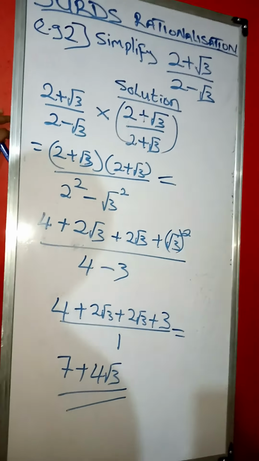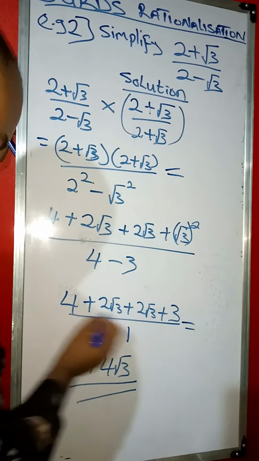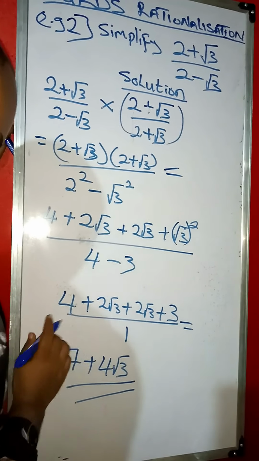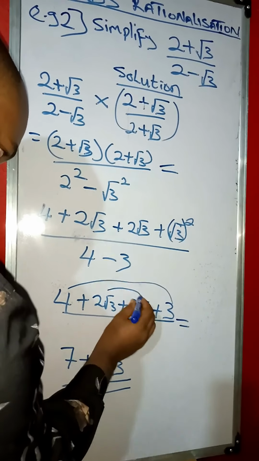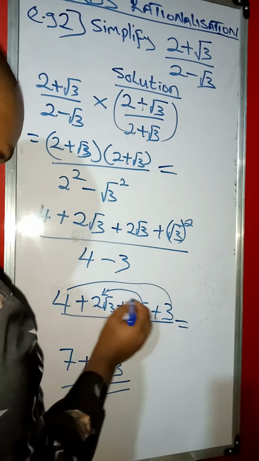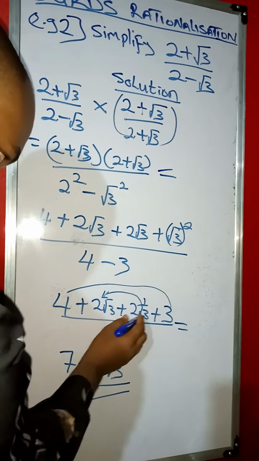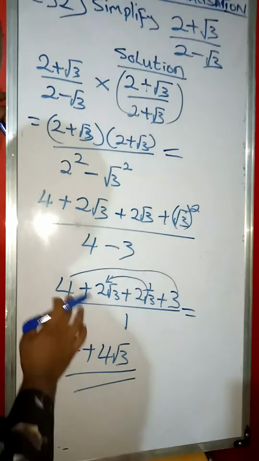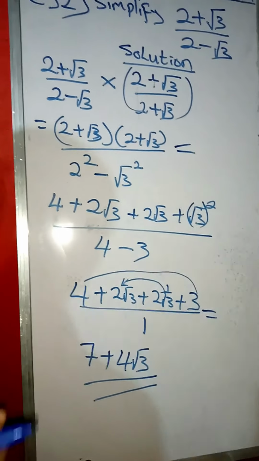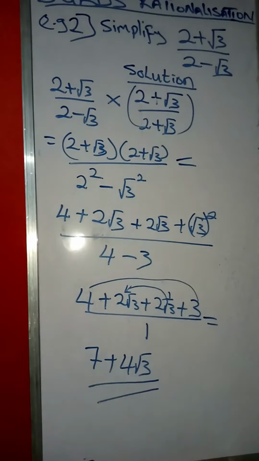This is your answer. Remember, I cannot add the irrational number with the rational number. That's why I only added this and this. And I added this and this because these two are similar surds. They both have root 3 inside their roots. So 2 plus 2 is 4. 4 root 3. 4 plus 3 is 7. That's how we arrived at that answer.